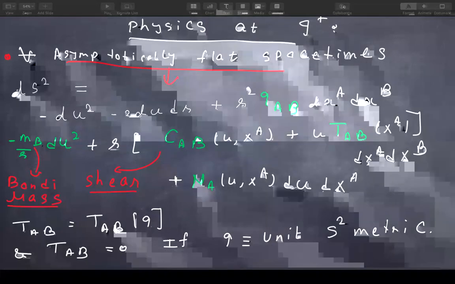And N_A is what is usually called the angular momentum aspect. So N_A and M_B are determined in terms of the shear data. And so really in that sense, the free data is the sphere metric q and the shear field C_AB. And there can, of course, be subleading terms, but I just focus on the ones which will be relevant for the talk.